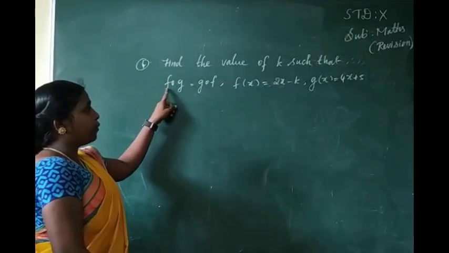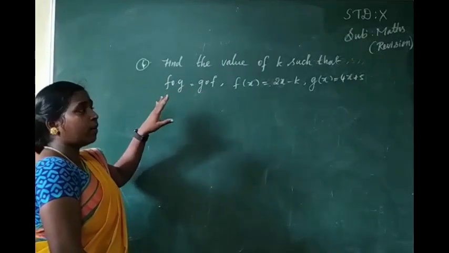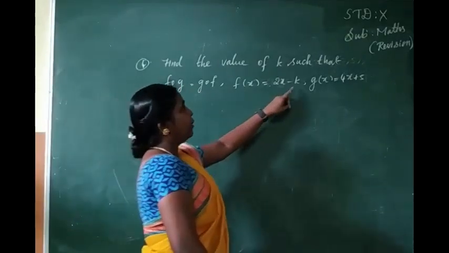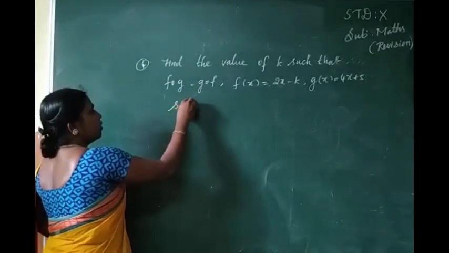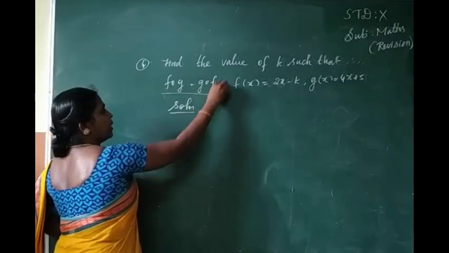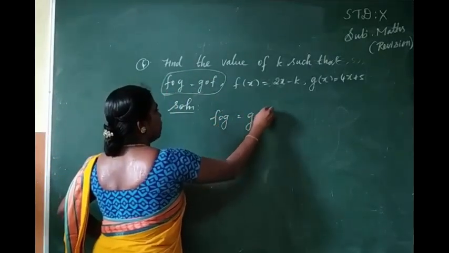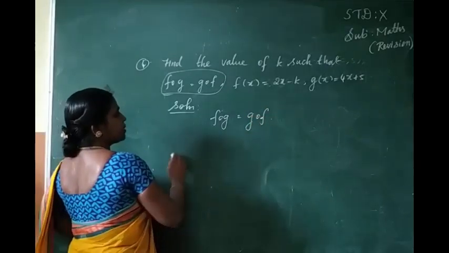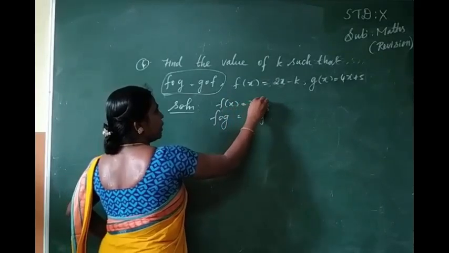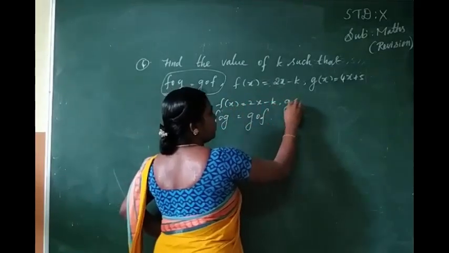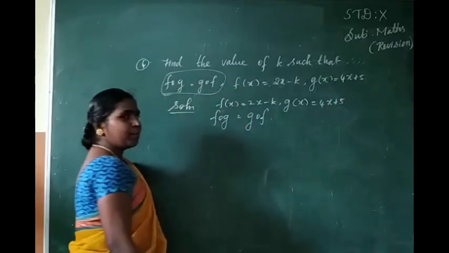So f composite g equal to g composite f. The condition is given, both are equal. We want to find the unknown value k. Shall we find the value of k? So first you write the given condition, f composite g equal to g composite f. Before that you want to write f of x, g of x value. f of x equal to 2x minus k. g of x equal to 4x plus 5. Listen carefully. Very simple problem.